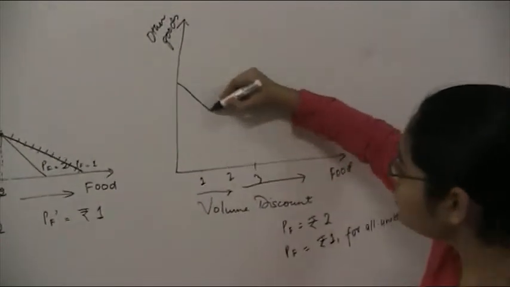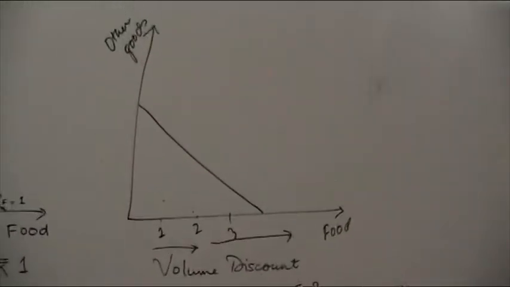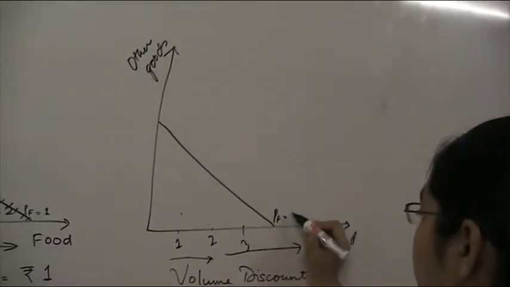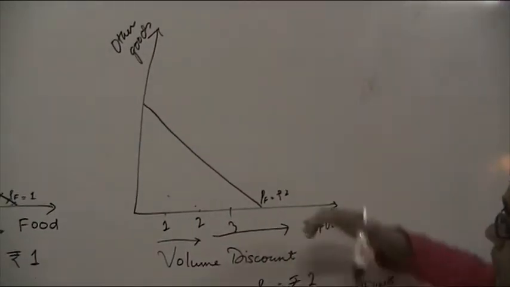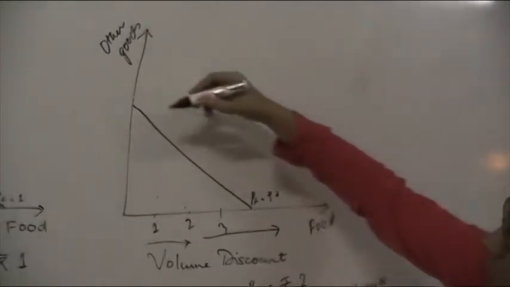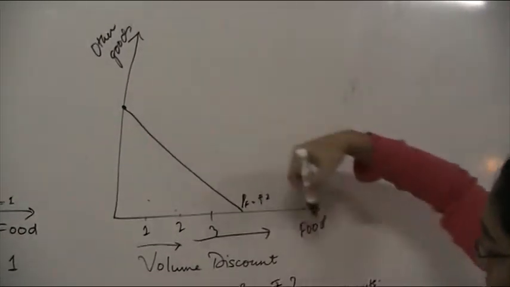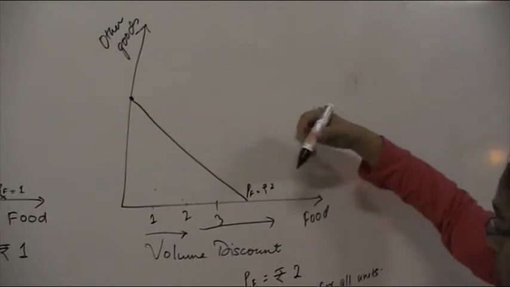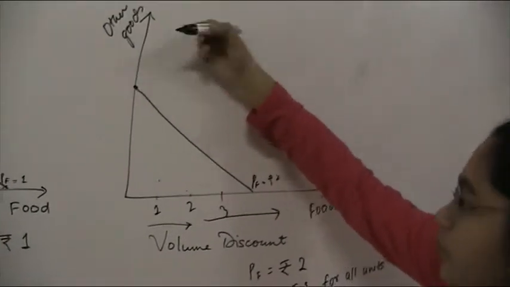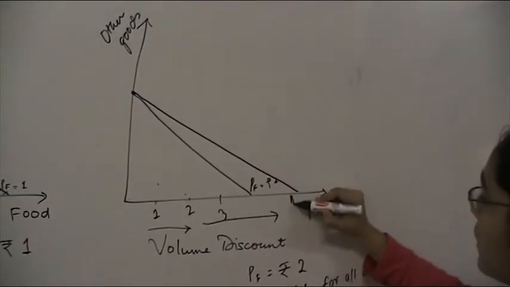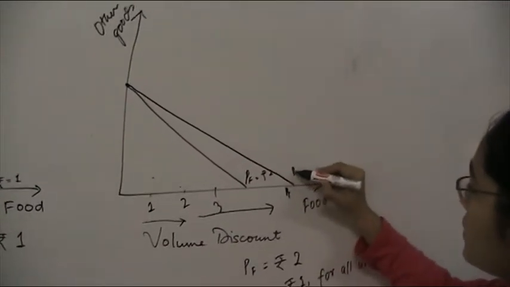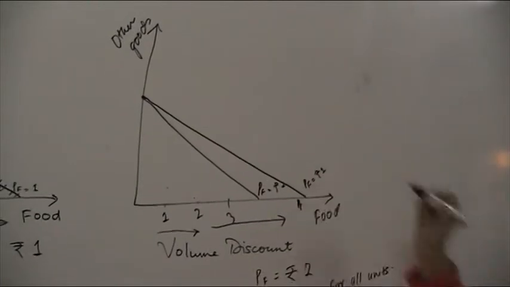Let's say this is the original constraint along which the price of food is rupees 2. Now, to work this out, just pivot the budget constraint from here and see how it looks when the price of food is 1. Now you know, because it's cheaper, this pivots outwards. So this is when the price of food is 1 rupee.